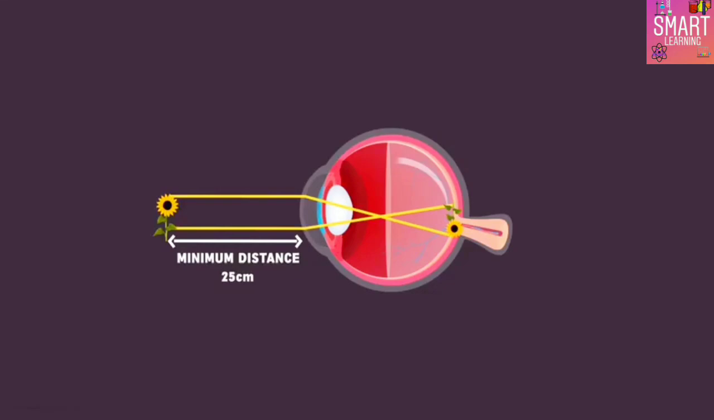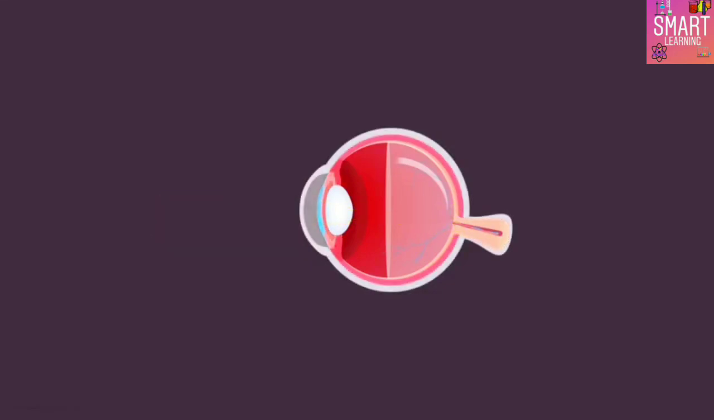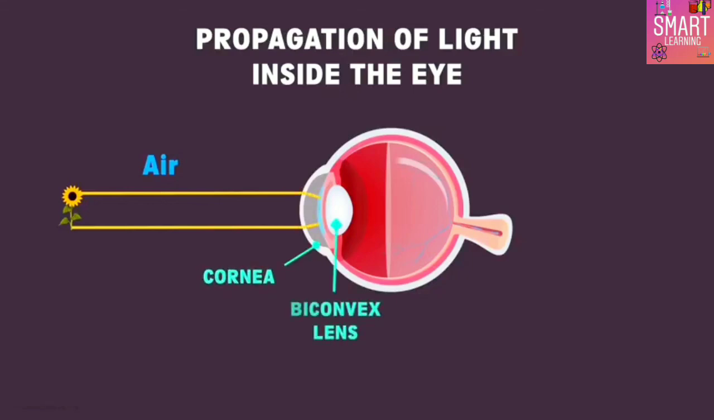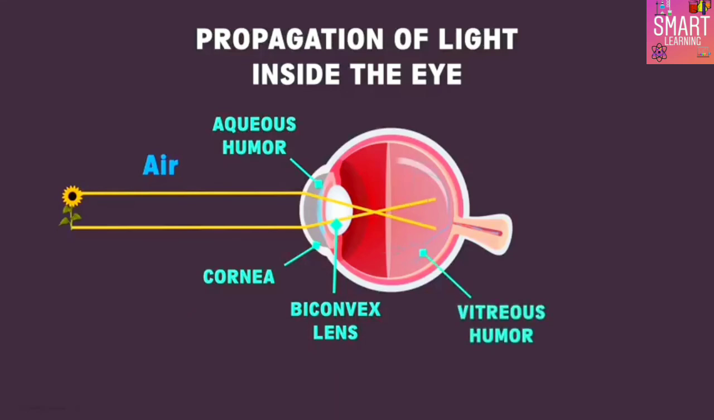Okay, what did we learn from this video? We learned how light propagates inside the eye. Most of the light is refracted at the air-cornea interface and then falls on the lens after traveling through the aqueous humor. Then the lens focuses all the light through the vitreous humor on the retina by adjusting its focal length. In the next video, we will study a few eye defects.